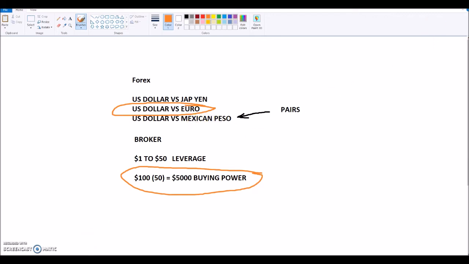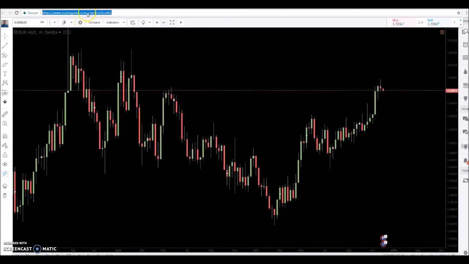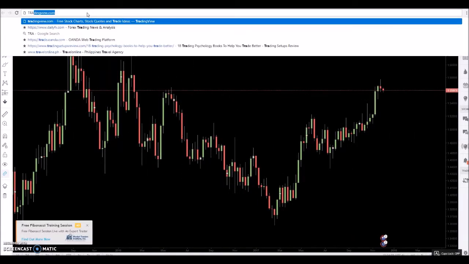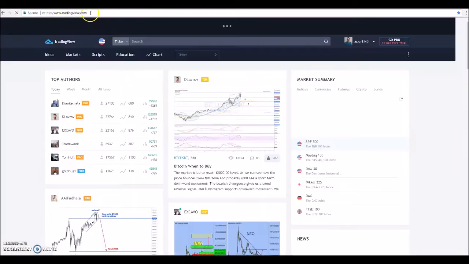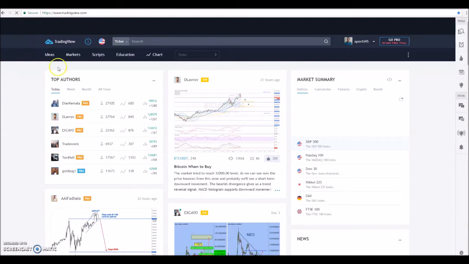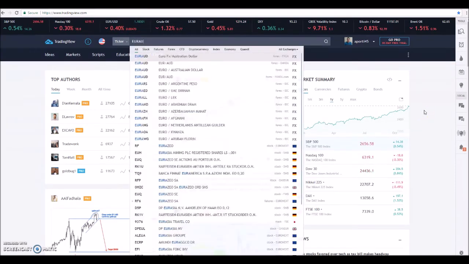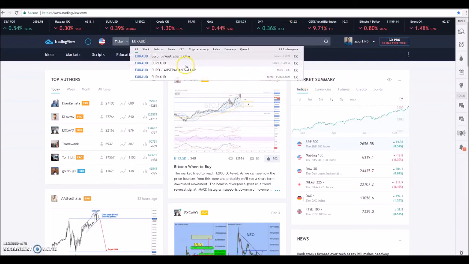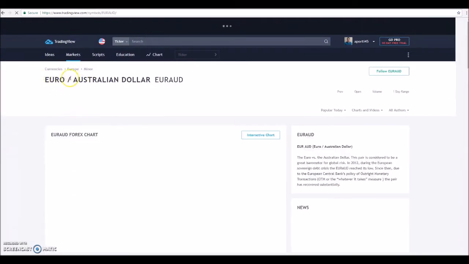So let me take you to a chart really quick. Go to tradingview.com, so you can follow me. Then at the bottom right here it says ticker. You could put EURAUD. What this is, is the euro versus the Australian dollar.